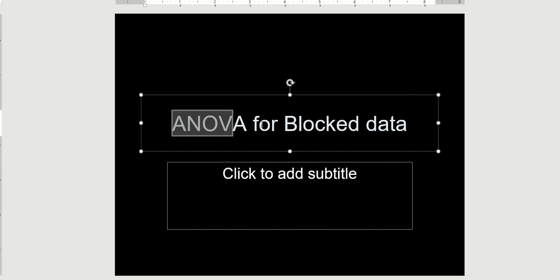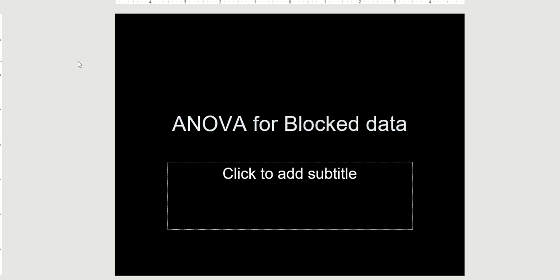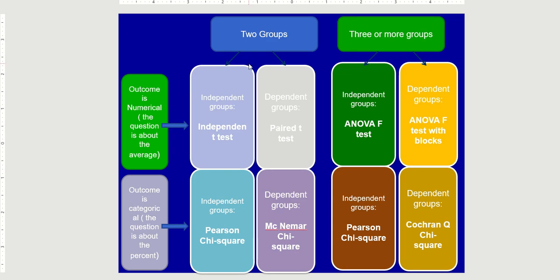This lecture is about doing analysis of variance, ANOVA, while taking into consideration blocks, meaning that you're going to have dependent groups. So the first thing I'm going to do is going back to this map. This is where you're going to have 3 or more groups. The grouping variable, remember, this is your independent variable. Your outcome variable is numerical, so you're interested in comparing averages. But this time, the members inside every group are related. For example, it's the same person that you're looking at every time in different groups.